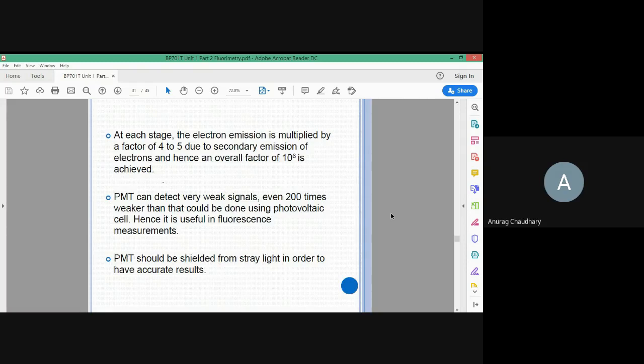Photomultiplier tubes can detect very weak signals, even up to 200 times less if we compare them with a photovoltaic cell. Photomultiplier tubes should be shielded from stray light because they are very sensitive.